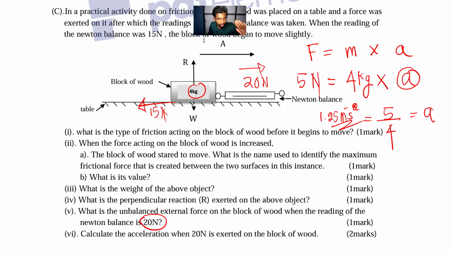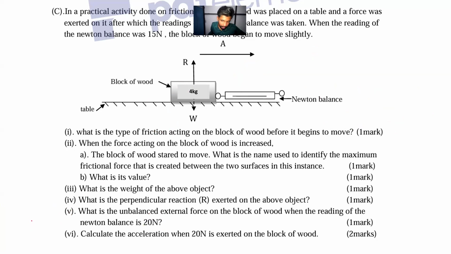There's no need to worry about the fifth one, because that is out of syllabus, because here we are applying 20 Newton, frictional force is 15 Newton. The resultant force is a separate part in grade 10 unit number 9. So don't worry about the fifth one. We'll discuss the sixth one.